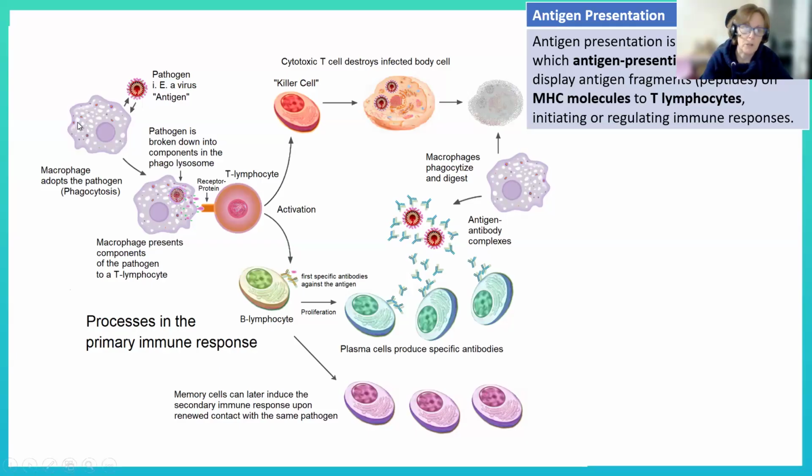And what this macrophage will do is come along and phagocytose, it engulfs it. We're used to that, we've been seeing that quite a lot. So here it is, this macrophage, a type of white blood cell, has phagocytosed this virus. You can see it inside now, it's engulfed it. And what it does then is present the components, literally shows the components of the pathogen, of the virus, to this cell here. This is a T lymphocyte, just another specialized white blood cell.